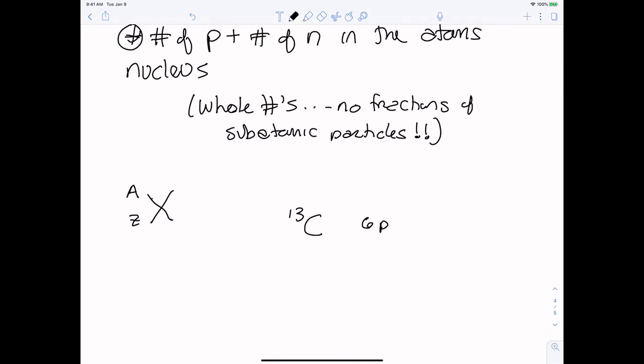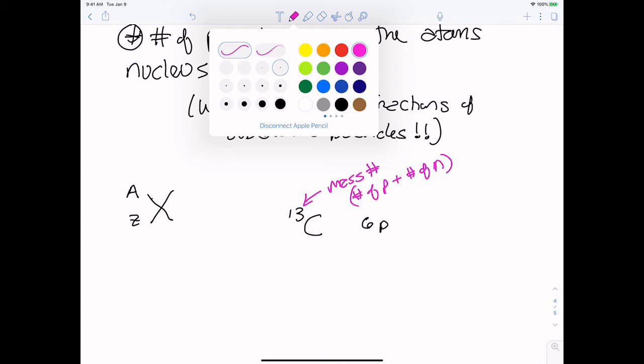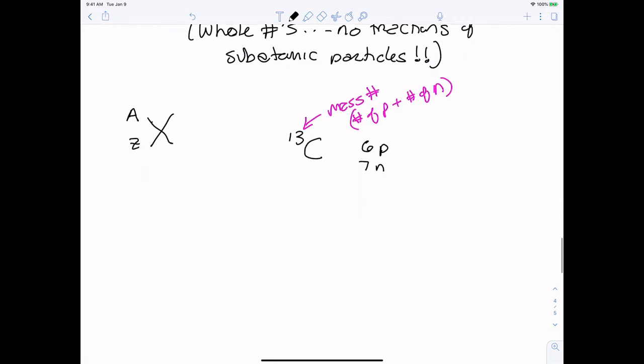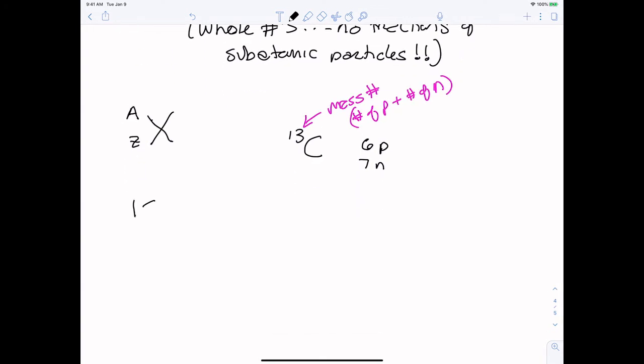Remember that this, right, this is my mass number. And that's my number of protons plus my number of neutrons. So if my mass number is 13 and I have 6 protons, 13 minus 6 gives me 7 neutrons. So my mass number is the number of protons plus the number of neutrons. I said I would review isotopes.